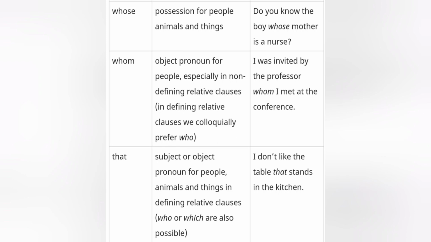Next relative pronoun is whom. Whom is used as an object pronoun for people, especially in non-defining relative clauses. Example, I was invited by the professor whom I met at the conference.